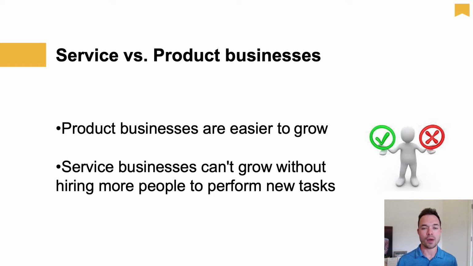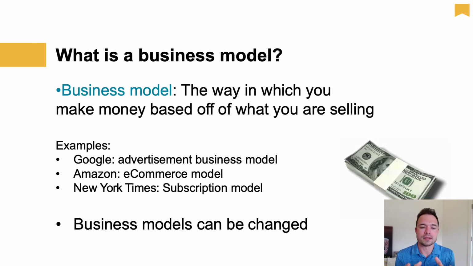And so that's why we say the scalability, or the ease at which you can grow a business with a product versus a service, is different. So just make sure you understand that distinguishing factor. Okay, what is a business model in and of itself? It's really the way that you're going to make money based off of what it is you're selling.